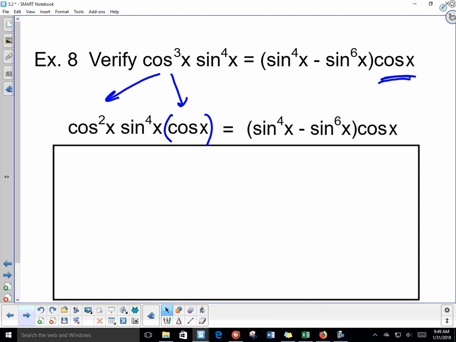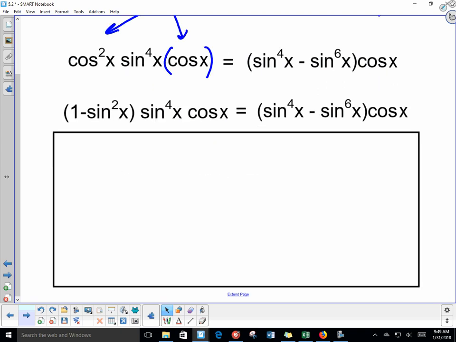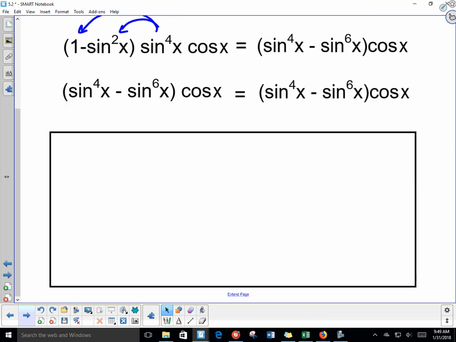And now we can rewrite this left side by rewriting cosine squared as 1 minus sine squared. And then that's 1 minus sine squared times sine to the 4th, times cosine x. And then if we distribute the sine to the 4th times both of these, we should have the left side equaling the right side. So we'll have sine to the 4th x minus sine to the 6th x, that quantity times cosine x on both sides.